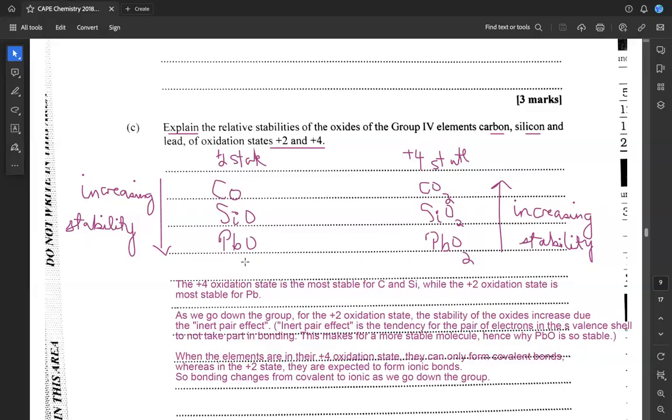pull of the nucleus. And so those ones don't participate in bonding, right? They're just there hanging out, not doing anything. And so that makes for a more stable molecule. And that's why PbO is so stable. Because remember, as you go down the group, you're having more shells.